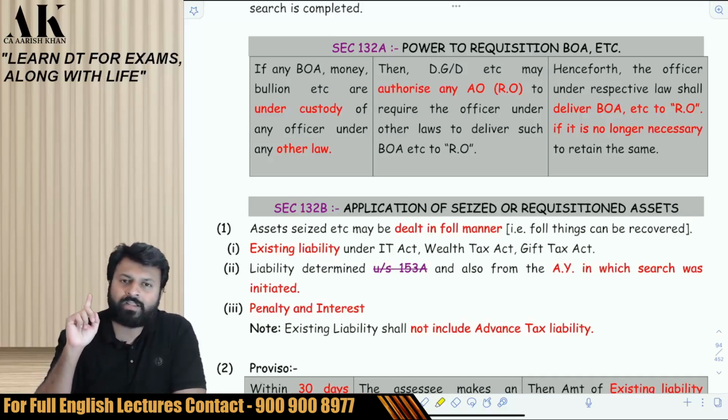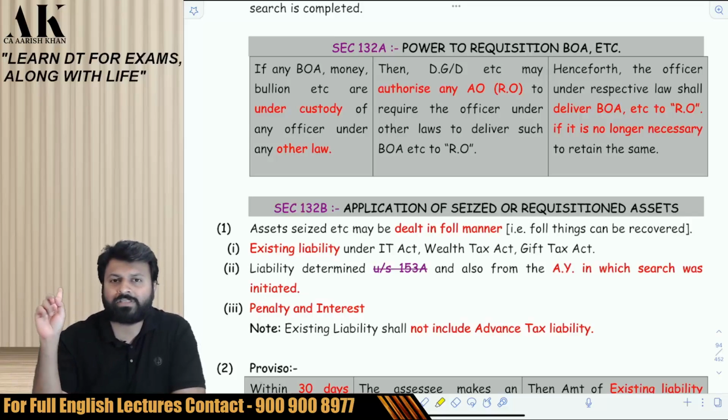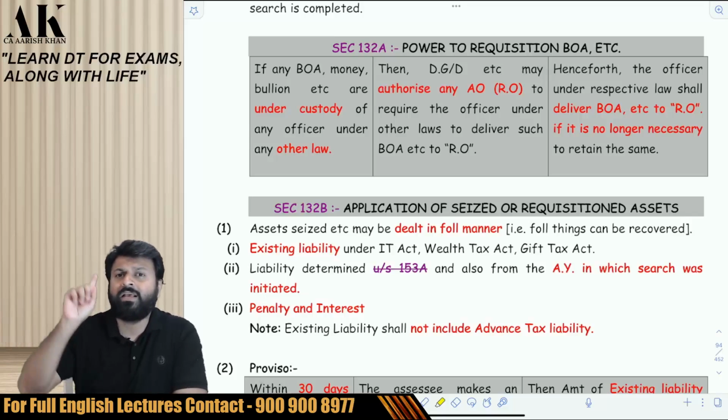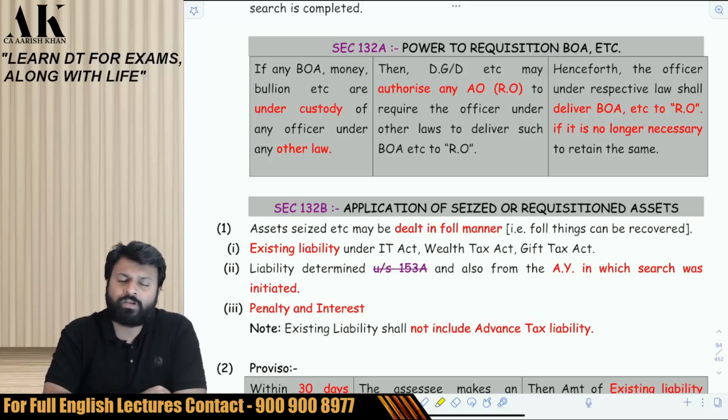So the director general, director, chief commissioner, commissioner will tell the assessing officer to go and request the other authorities, request ED, request CBI, request GST officers, request customs officers to hand over those things if they are no longer required by them. If they are no longer required, then please hand over to us, and then we can do our proceedings of search and seizure at our end.